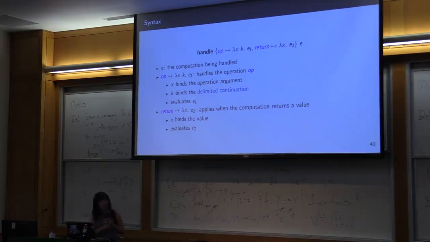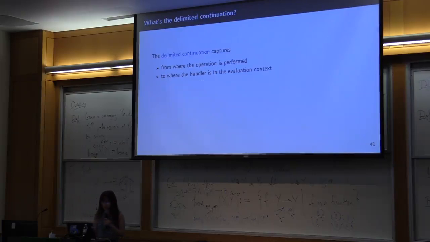So I said here that x binds the operation argument. This is what we all know because every operation takes an argument. And k binds a delimited continuation. So what is a delimited continuation? A delimited continuation is basically, of course, a continuation. So what is a continuation? You can consider a continuation as a function. It takes the value of your program and then continues with something. This is why it's called a continuation.